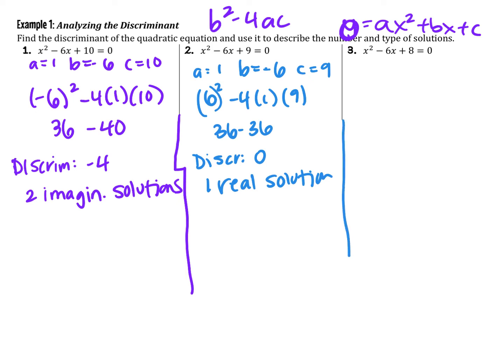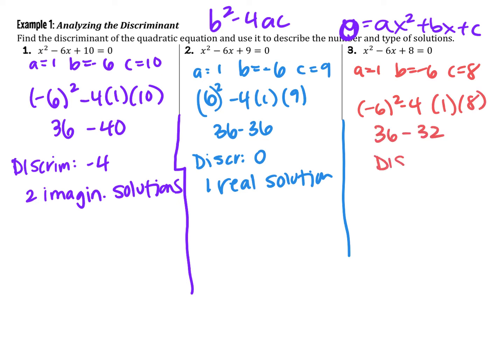So there's 2 parts to the answers to these types of questions. What is the value of the discriminant, and how many solutions and of what type are they? So I'm going to encourage you to pause the video and work through number 3 on your own, and then unpause the video and see how you did. All right, a is 1, b is negative 6, c is 8. So negative 6 squared minus 4 times 1 times 8. 36 minus 32. This quadratic is going to have a discriminant of positive 4, which means there will be 2 real solutions.